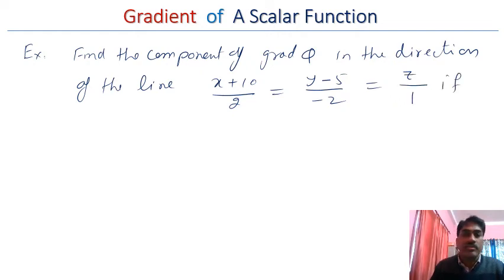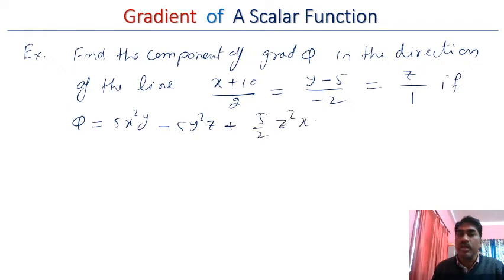If phi is given by 5x²y − 5y²z + (5/2)z²x. So first we have to find the gradient of phi, then the component of the gradient in a direction, and what direction is that? It means along the vector parallel to the given line.